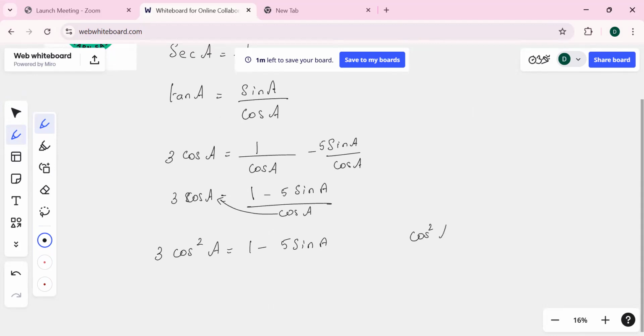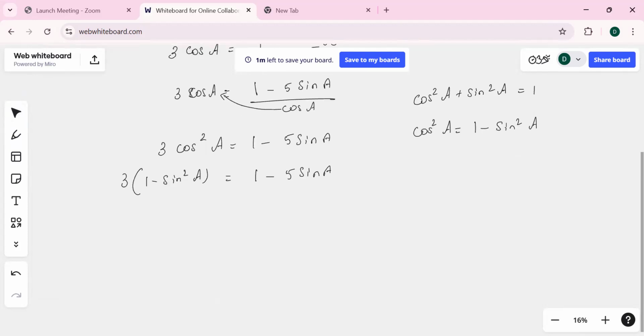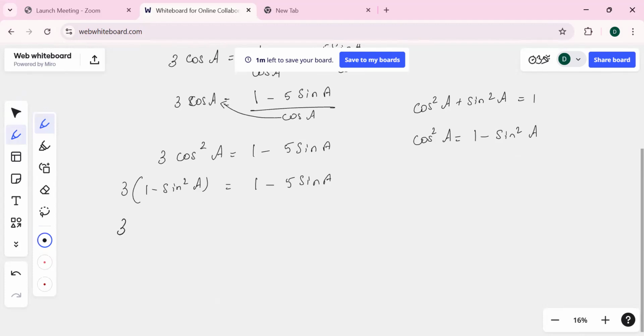So cos square A is nothing but 1 minus sine square. Cos square A plus sine square A equals 1. From this, we can find cos square A equals 1 minus sine square. Instead of cos square A, we put 1 minus sine square A. So 3 times 1 minus sine square A equals 1 minus 5 sine A. Multiply the 3 within the terms, which is 3 minus 3 sine square A equals 1 minus 5 sine A.